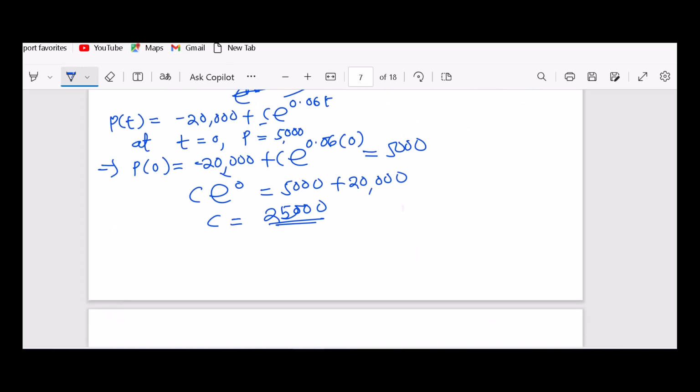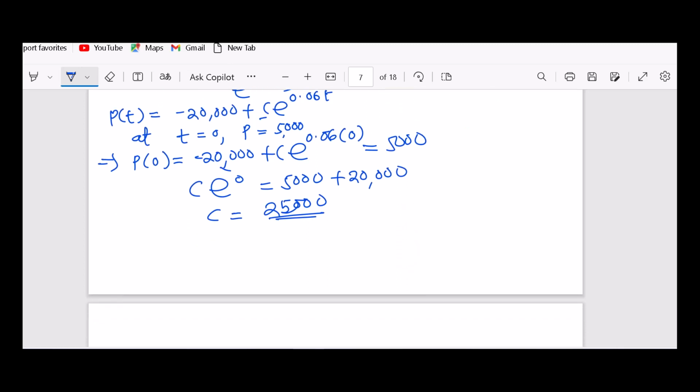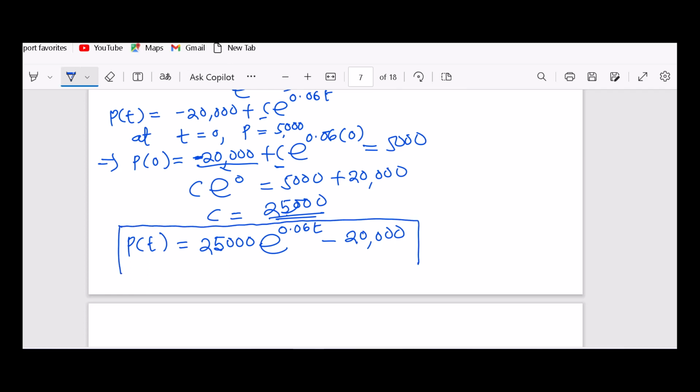So now we rewrite our balance function. P of t equals, with c now 25,000, 25,000 e to the power 0.06t minus 20,000. You can rewrite it this way. So this is our P of t.